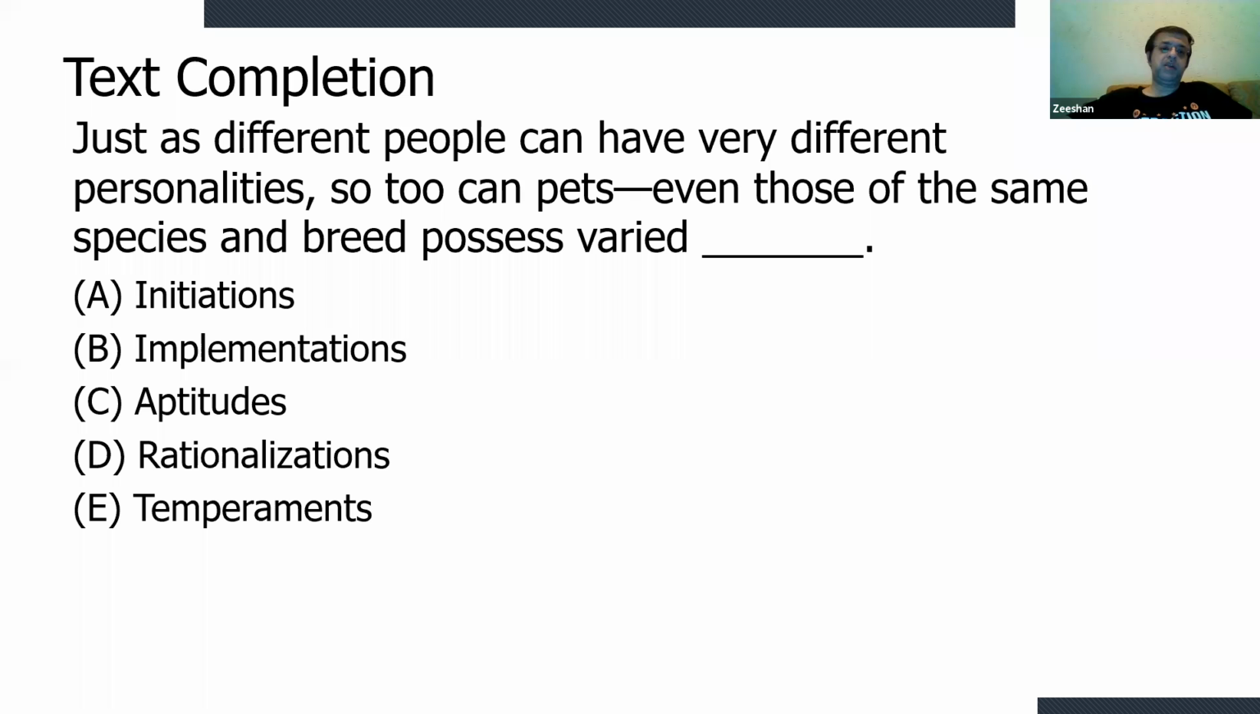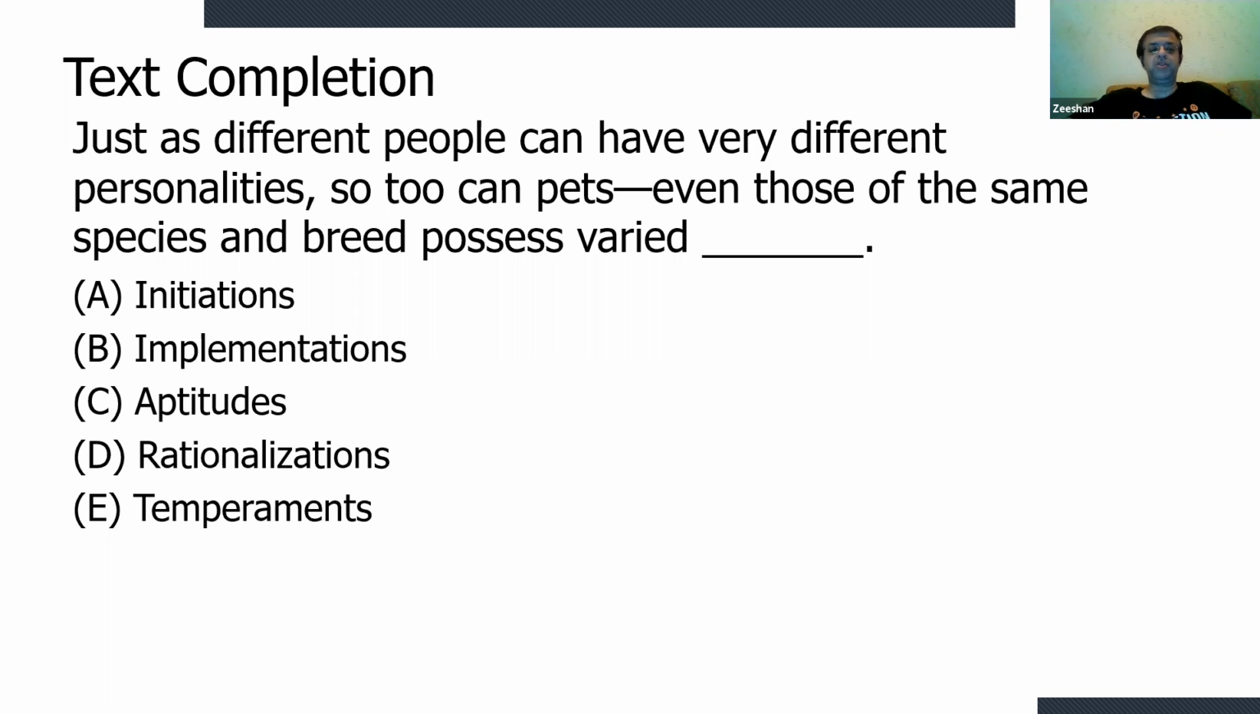Can the correct answer be implementation? Obviously, no. Implementation means to implement something, to induct something. Aptitude. So aptitude seems to be a little close to what we are looking for. So let's not eliminate C. And what about rationalization? Rationalization basically means to talk logic. So again, this is something that we can eliminate. Okay, the last one seems to be quite a close answer to what we are looking for, temperaments. So we are left with C and E.